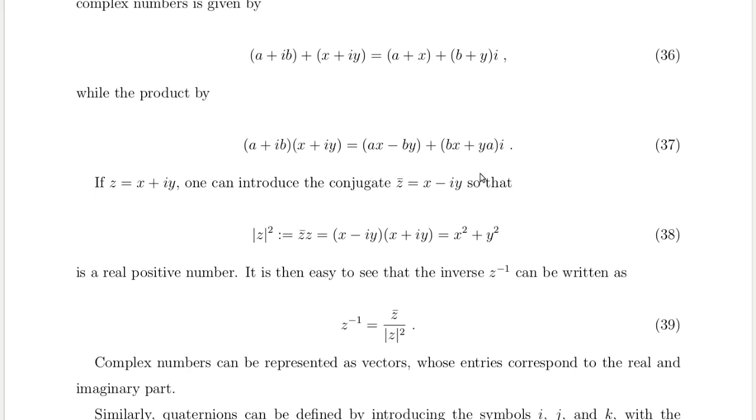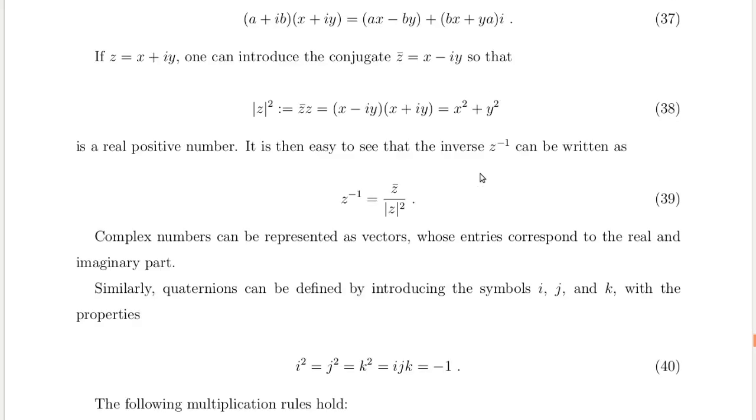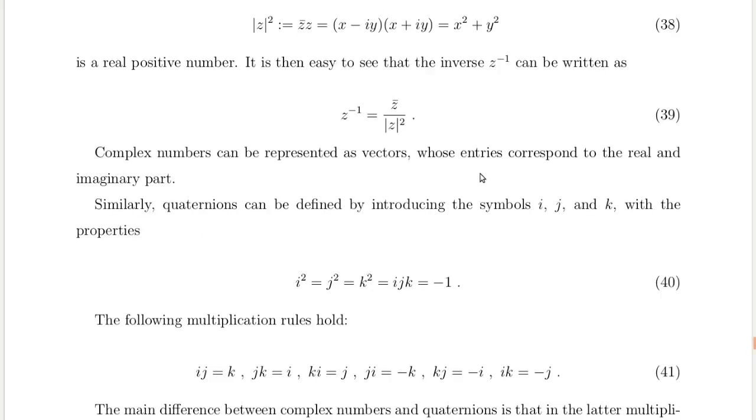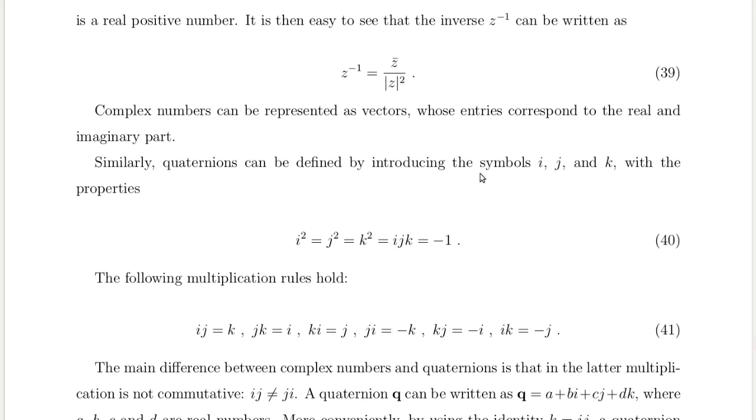Okay. Similarly, quaternions can be defined by introducing three symbols, i, j, and k, with the following properties. So that i squared equal to j squared equal to k squared equal to ijk, all equal to -1. So from this equation, you can derive the following multiplication rules, that ij is equal to k, jk is equal to i, and ki is equal to j, and ji is equal to -k, kj is -i, and ik is -j. So the main difference between complex numbers and quaternions is that in quaternions, multiplication is not commutative. So in fact, ij is equal to k and ji is equal to -k.